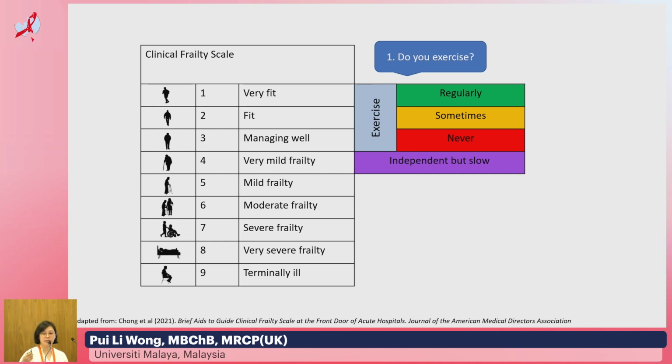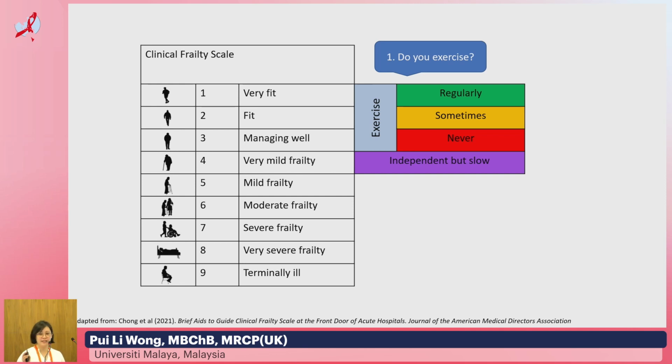So if you ask him whether he exercises, and he exercises regularly, he goes to very fit, which is 1. If he only exercises occasionally or sometimes, he's a 2. And if he never exercises beyond regular walking, he's a 3. But once he starts to feel any type of slowing down of his activity, he goes into mild frailty. All right?